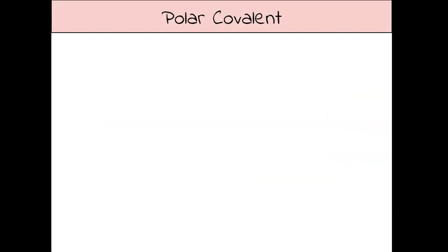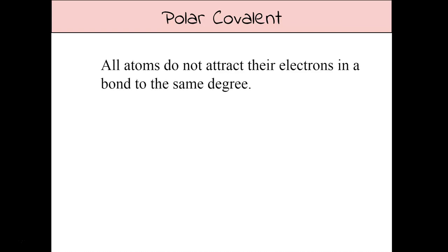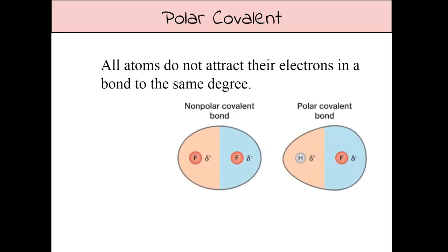So what does this mean in terms of bonding, and what does polar covalent bonding mean? Well, all atoms do not attract electrons to the same amount, and so this is important when we're talking about bonding which is not ionic bonding, when there's a sharing of electrons. You can see the picture on the left is fluorine bonded to fluorine, and of course both of those have the same electronegativity values, so they will share that electron equally.